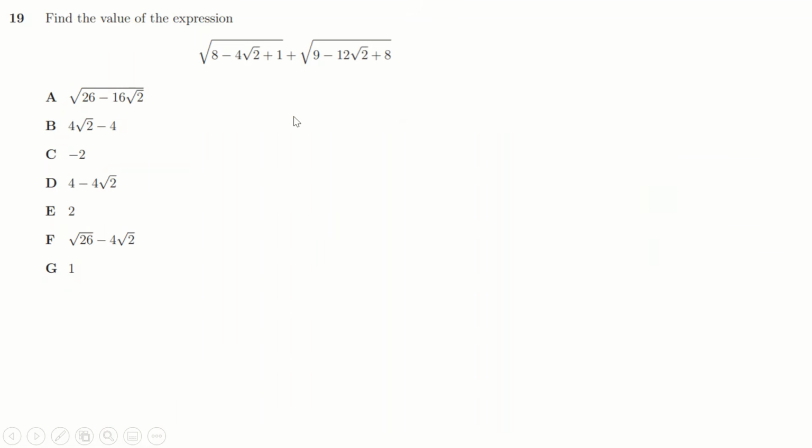Number 19, I've given this question out. I've made worksheets on this question. It's brilliant.